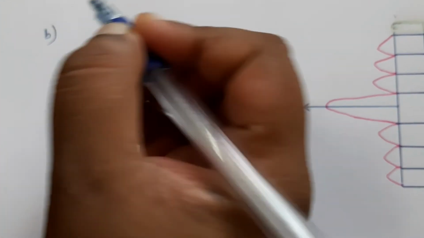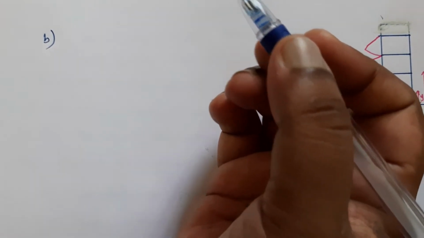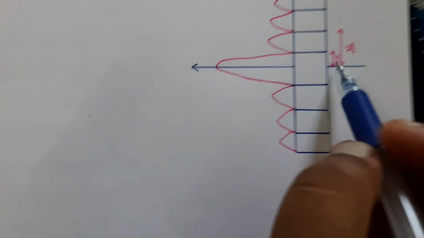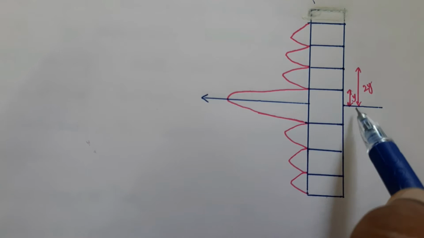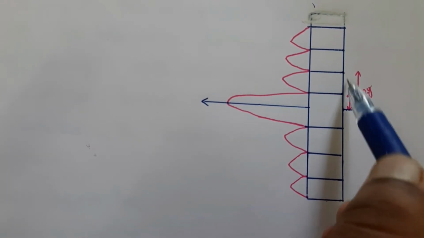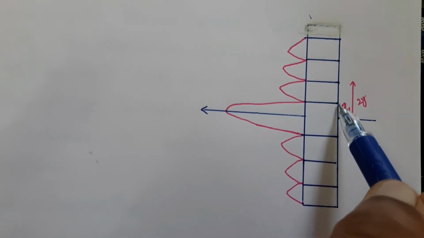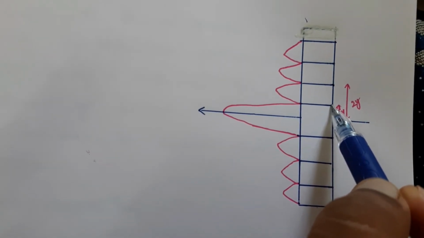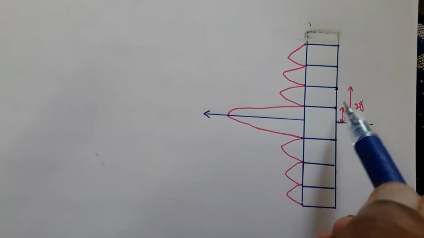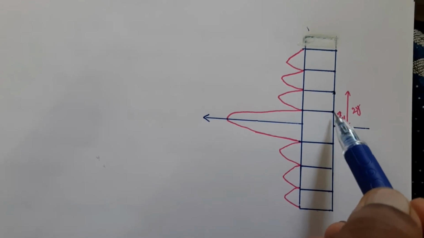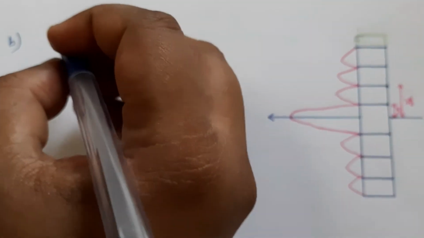Now we will go for the B part. We have to find out the distance between the central maximum and second minimum. This is your central maximum, this is your first minimum, and this is your second minimum. We have to find the distance between the central maximum and the second minimum. The central maximum spreads up to the first minimum, and the first minimum spreads up to the second minimum. So let us first find the first minimum.